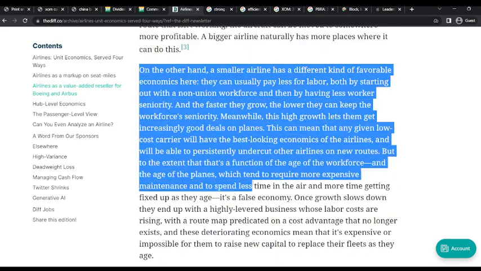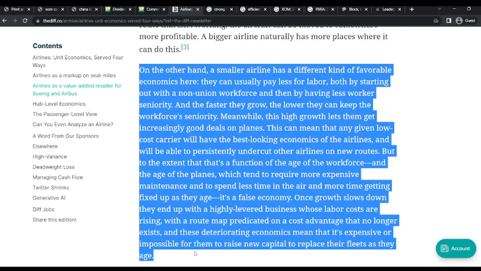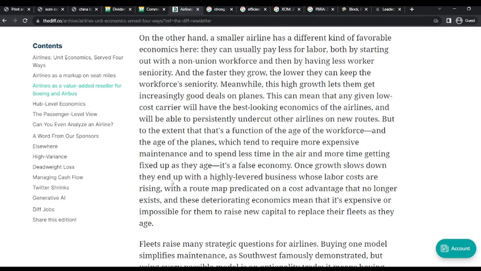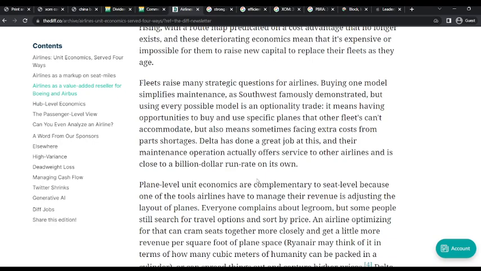This is a really nice blurb. It talks about how smaller airlines are structurally advantaged compared to larger airlines to compete. You can pause, look into that.